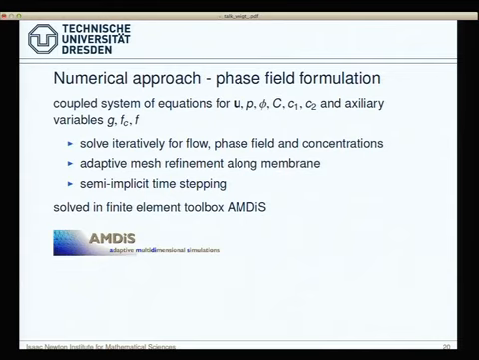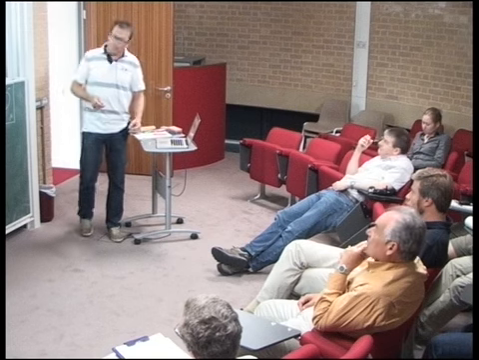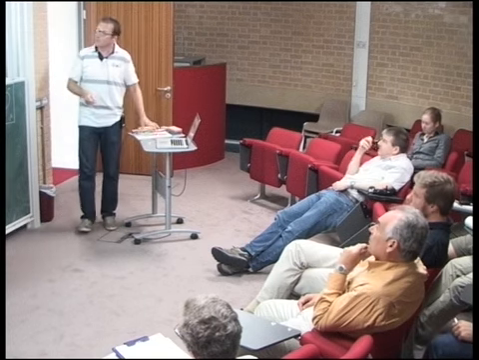We use some adaptive mesh refinement to refine along the membrane, and some semi-implicit time stepping. I won't go into detail, but you can ask me if you are interested. We do this all in our finite element toolbox AMDiS, which allows us to solve this also in parallel. And now there are some results.